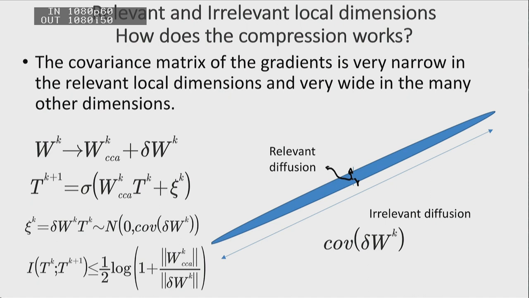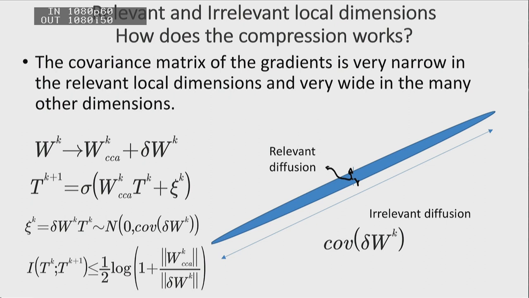You see this nice drop in the gradients and so on. So now in this flat canyon, I can analyze the problem in two steps, essentially. My interest at this point is to understand what is the mutual information between two consecutive layers.